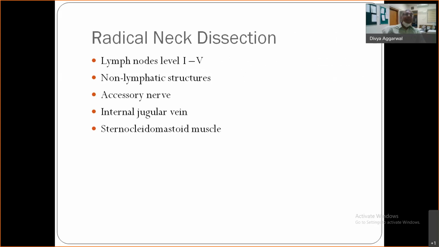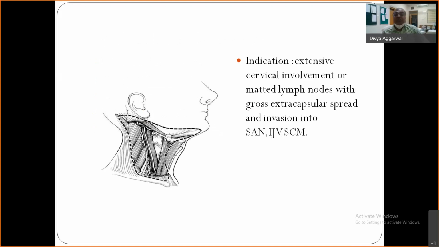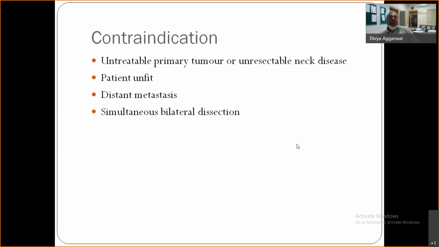Now, what is radical neck dissection? It will remove all the levels of lymph nodes from 1 to 5 and all the non-lymphatic structures. So the three non-lymphatic structures that I mentioned earlier, that was the accessory nerve, the IJV, and the sternocleidomastoid. So indication, it is extensive when there is an extensive cervical involvement or matted lymph node with gross extracapsular spread and invasion either into the spinal accessory nerve or IJV or the sternocleidomastoid.